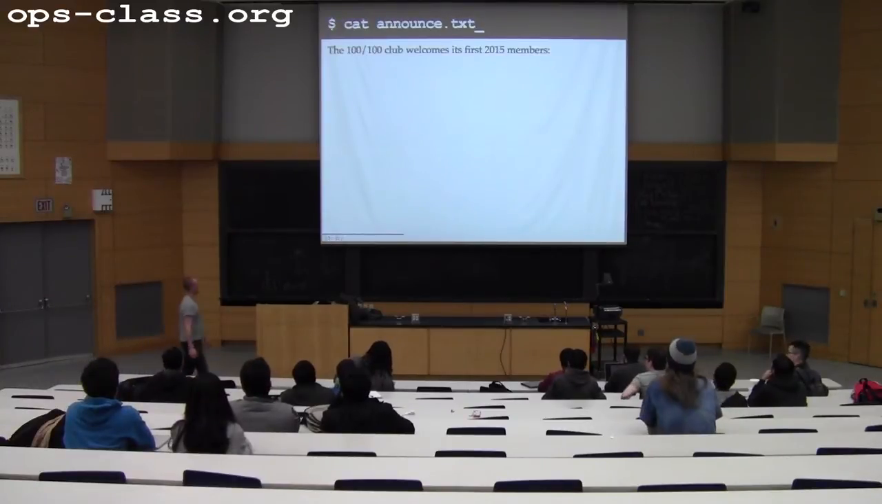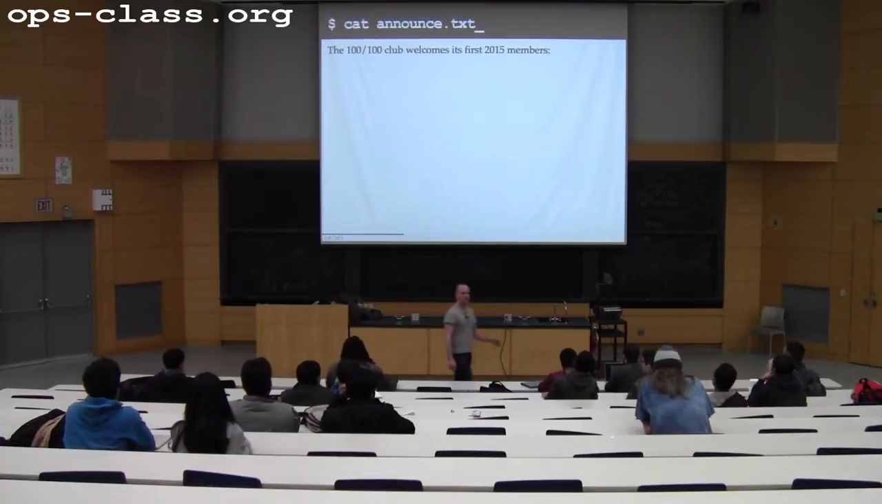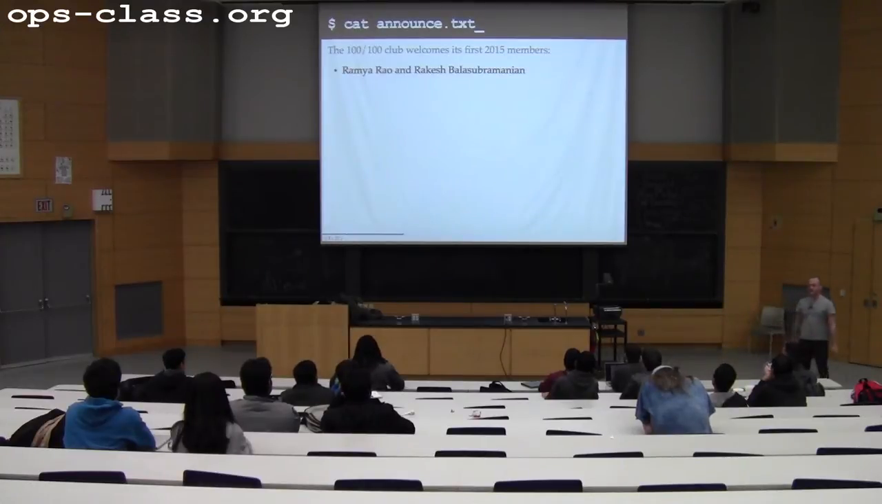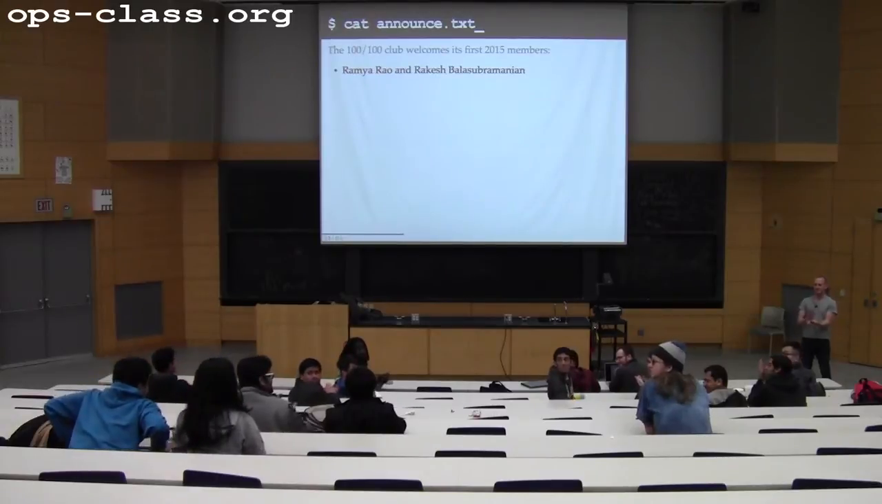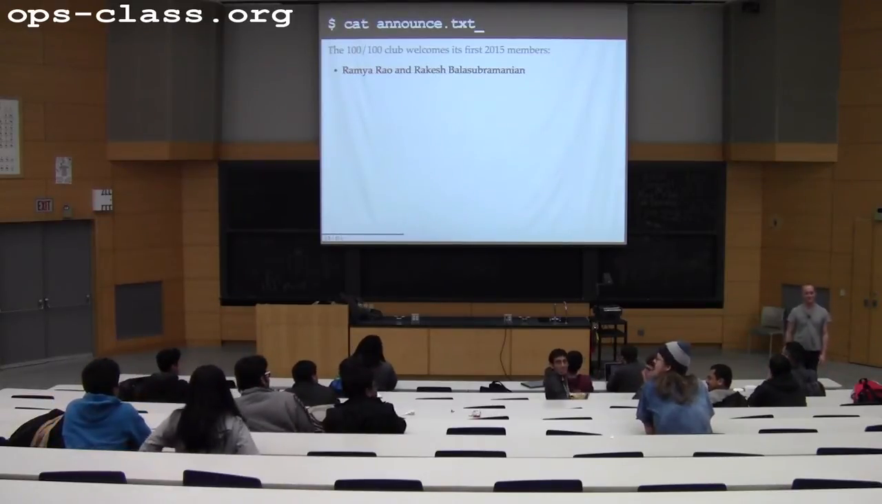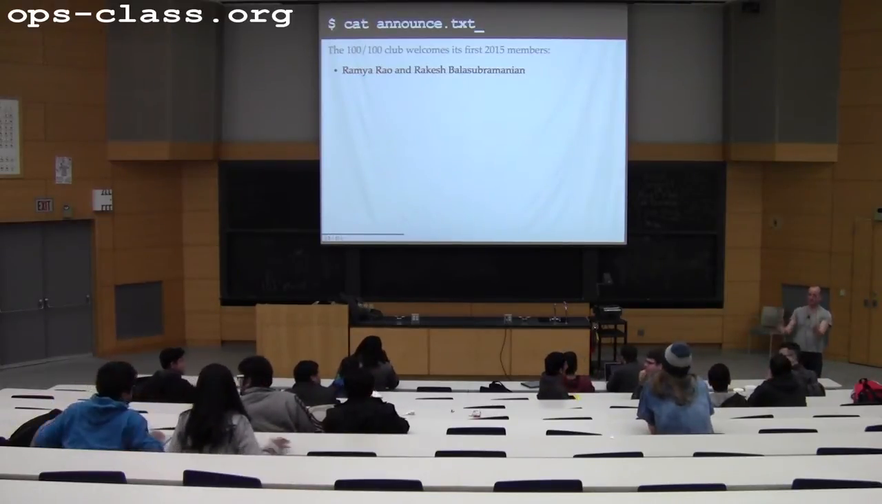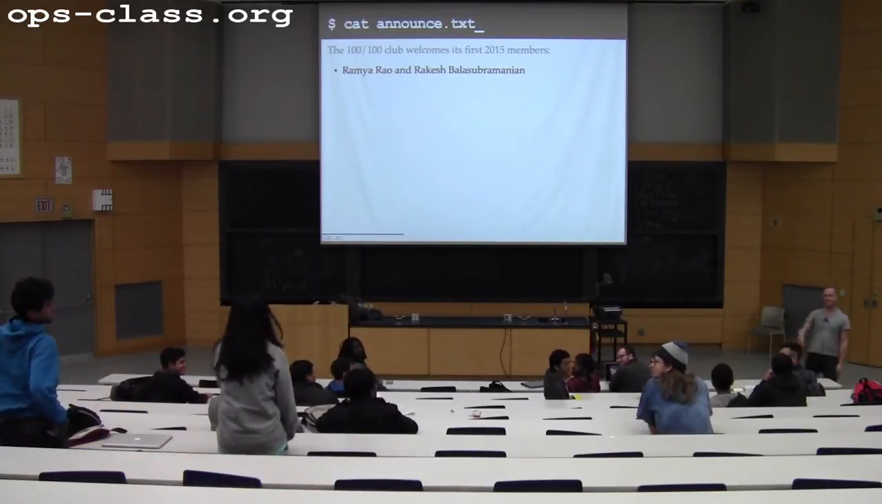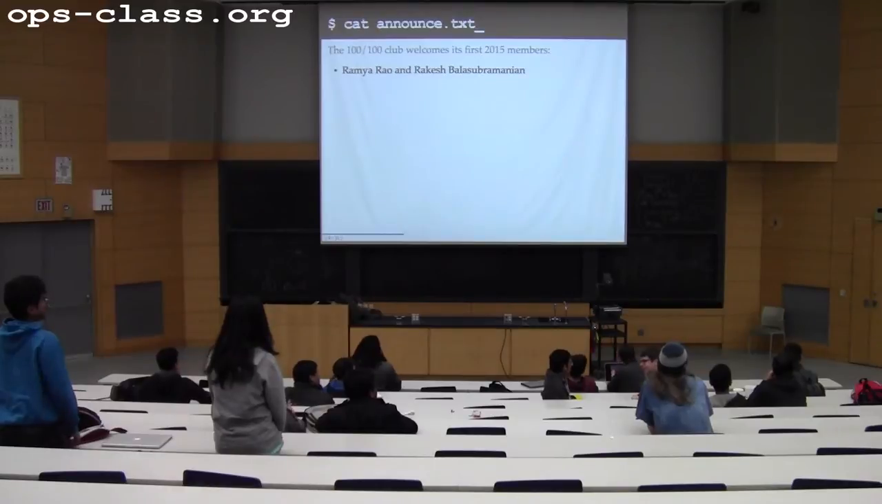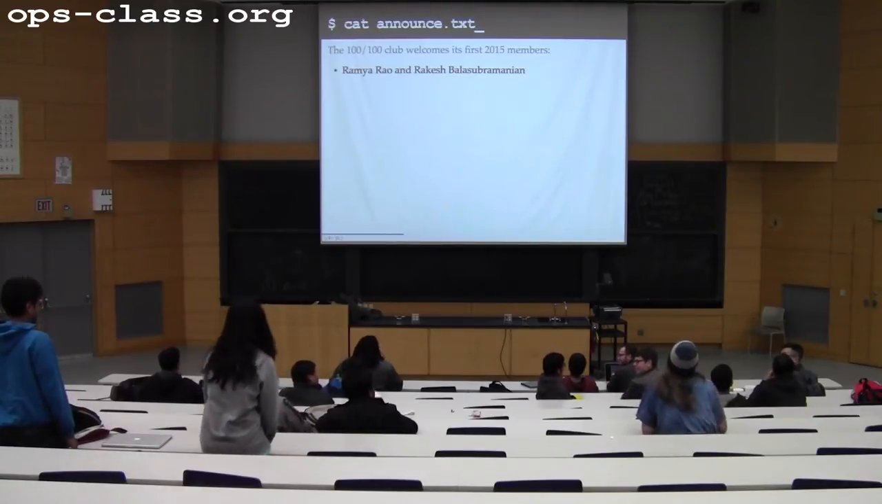Just a couple of announcements. We have our first members of the 100 out of 100 club. Ramya and Rakesh, I just want you to stand up, take a round of applause. Why don't you guys stand up so everyone can get a good look at you. Here are the people that know how to do assignment three, other than the TAs and the ninjas and everyone else. But please ask them for help.